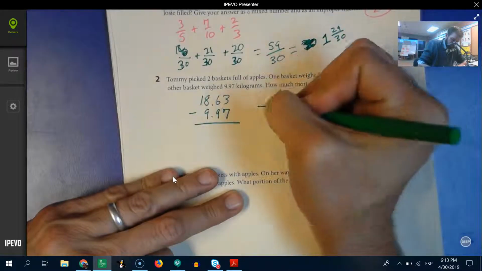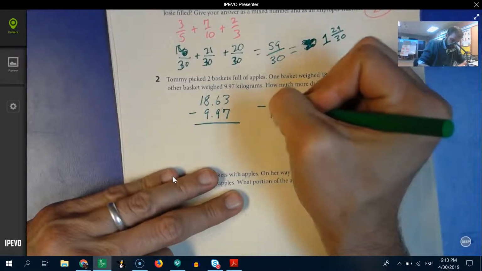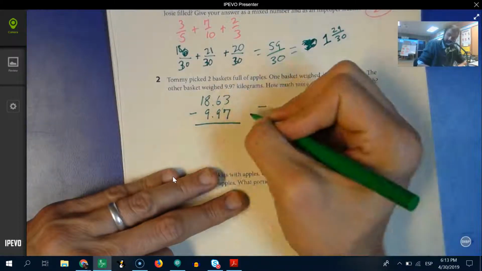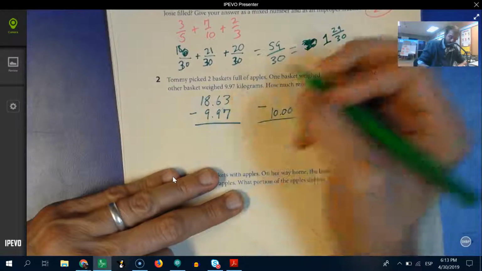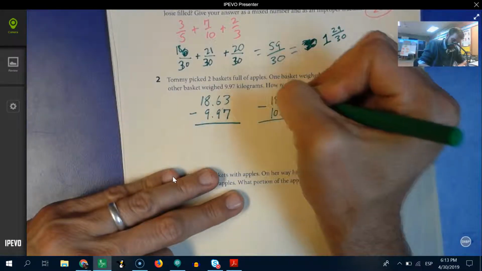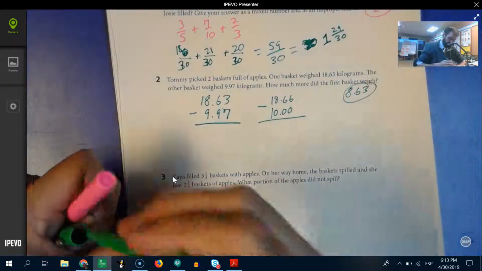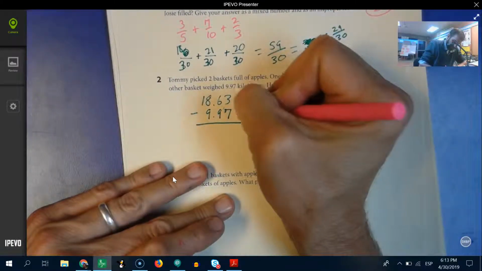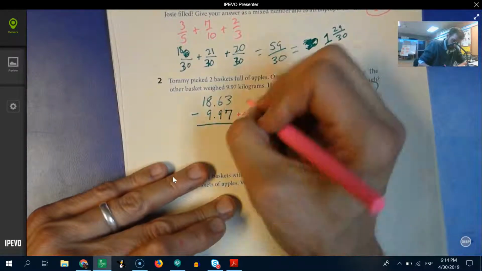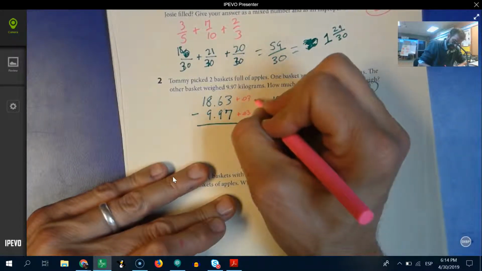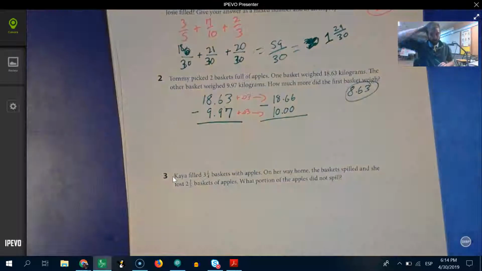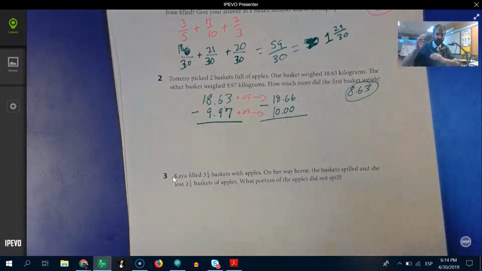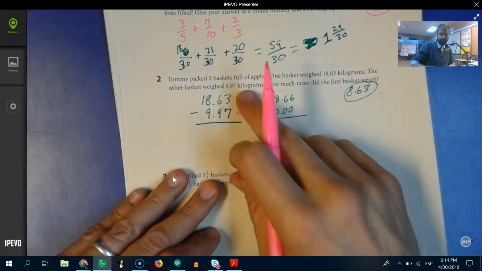I'm going to make my bottom number 10. So that means I had to add 0.03. So I'm going to have to add 0.03 up here to make it 18.66. So again, I added 0.03 to get to 10. So again, when we're subtracting, we want to keep this distance the same. When we're adding, we give and take. If I added 3, I would have to take from here.